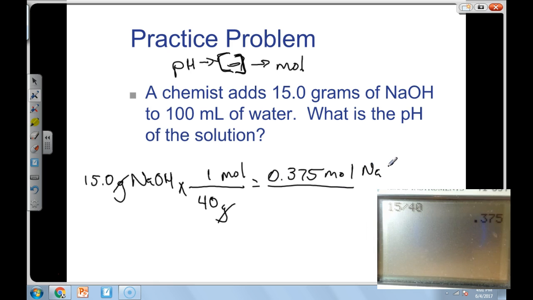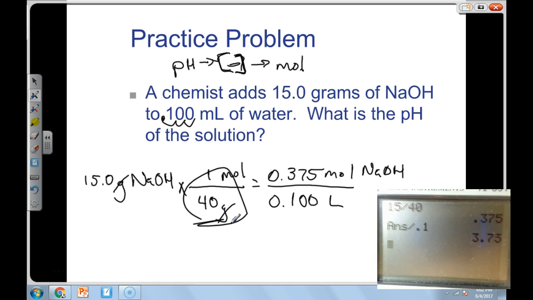And now we have to go to concentration. Moles of NaOH. And so the concentration is moles per liter. It's 100 milliliters, so this is 0.100 liters. We move the decimal point over 3 spots. Okay. Remember that this value is the molar mass value. Okay, so now we take that answer and we divide it by 0.1. And so we get that this is 3.75 molar NaOH.